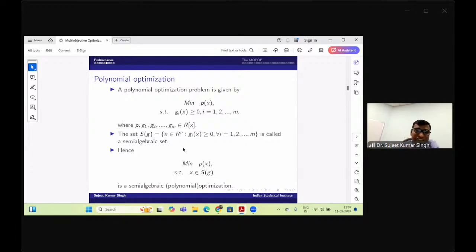Then such type of set is basically called a semi-algebraic set. And hence, this problem is basically to minimize P over X in the semi-algebraic set G. So such type of optimization problem is called semi-algebraic optimization or semi-algebraic polynomial optimization. That means when all these functions involved here are polynomial, in that case it will be polynomial optimization. Otherwise, we can just say it is a semi-algebraic optimization problem. So here the problem is to minimize a polynomial subject to vectors which are in such type of semi-algebraic set.